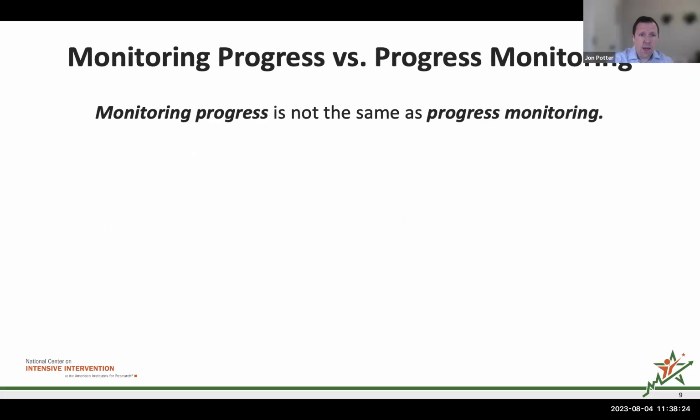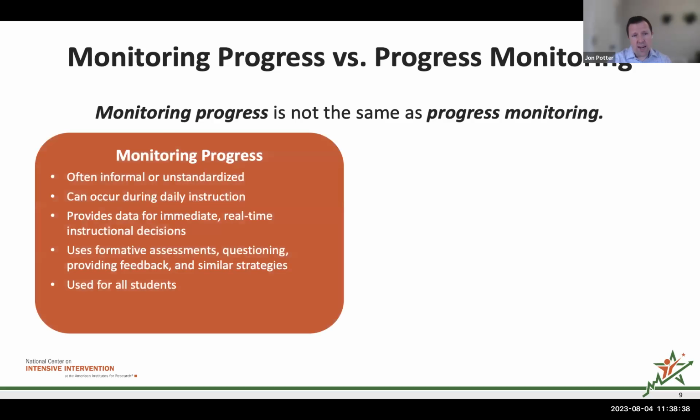All right. So I wanted to distinguish between monitoring progress and progress monitoring, because these terms get thrown around a little loosely, and to orient to what we're talking about today. On one hand, we talk about monitoring progress. This happens all the time in classrooms. It's a natural thing that many teachers do. Sometimes they don't even know that they're doing it. It's those informal, unstandardized check-ins with kids on a daily, hourly, minutely basis to find out: is our instruction having an impact? It's those formative assessments that occur regularly, just in the flow of instruction.